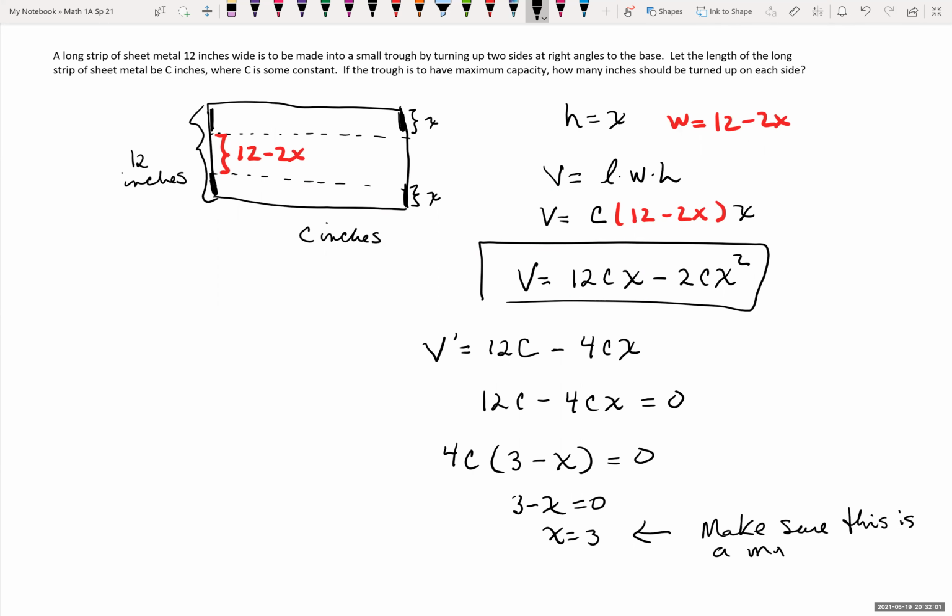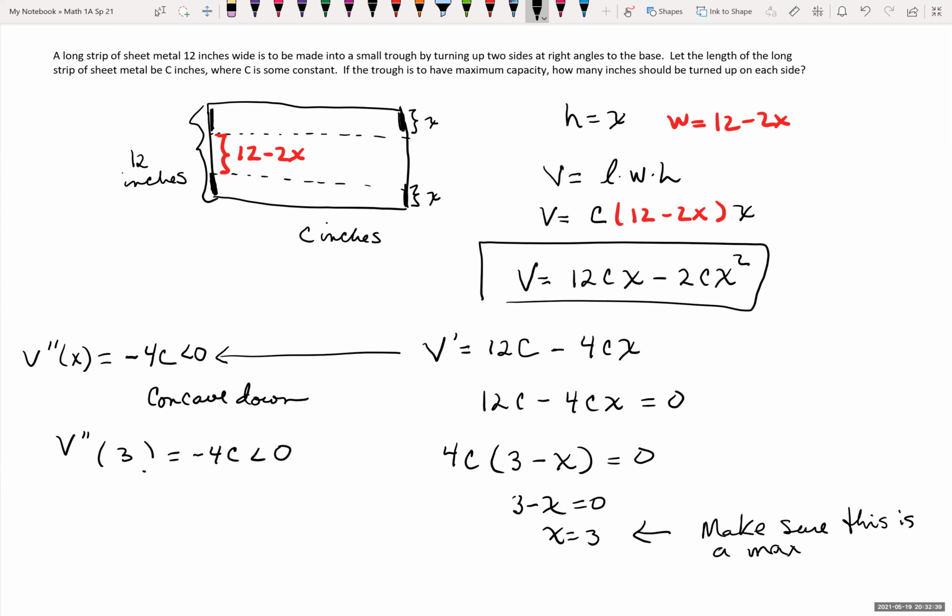And we can do that a couple different ways. But if we look at the second derivative test, the derivative of a constant is 0. So the derivative of 12c is 0, minus the derivative of 4cx, which is 4c. Well, we're never going to have that length as a negative number. So this number is always going to be smaller than 0, which means it's concave down. If we plugged in 3 wherever we see an x into the second derivative, it's still negative 4c. So this is a max.